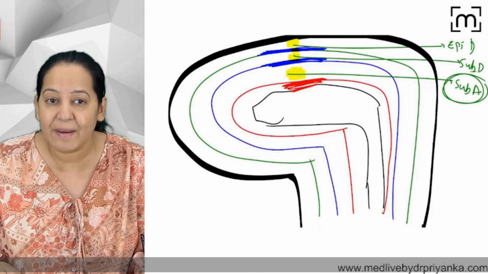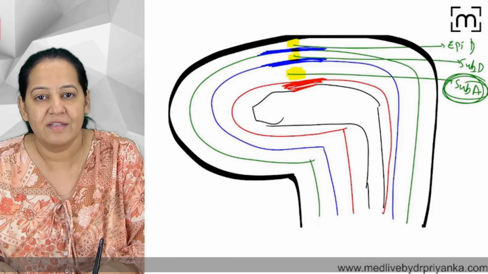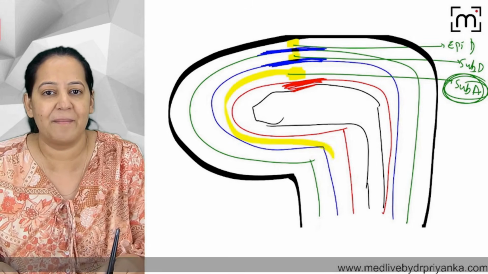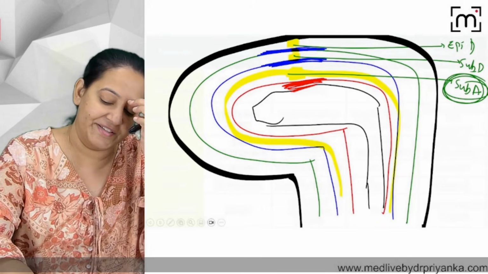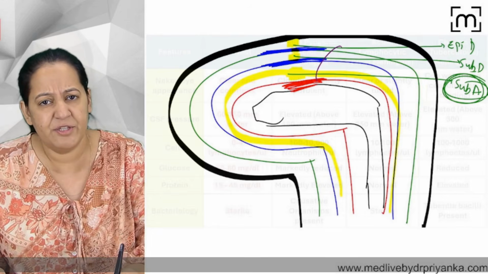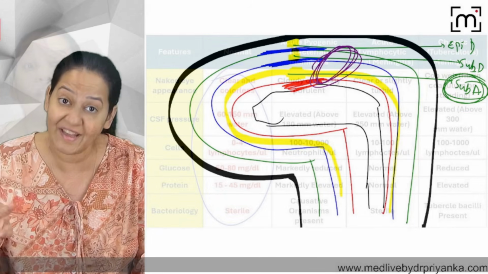Meningitis. Before we start meningitis, you must know the composition of the normal CSF. How does normal CSF look like? Because when I teach you the 3 types of meningitis, we will do CSF analysis of all the meningitis. So you must know the normal CSF. You can see this is the composition of the normal CSF.